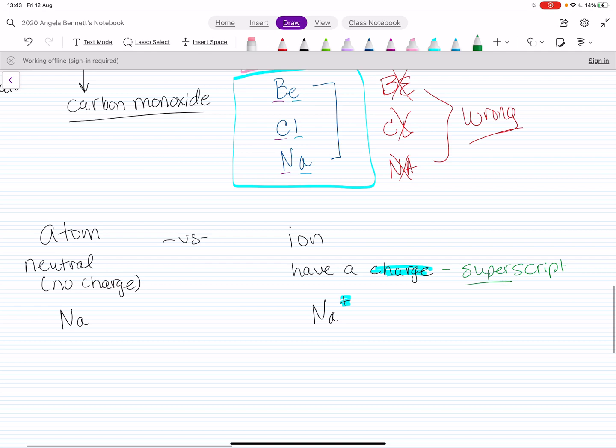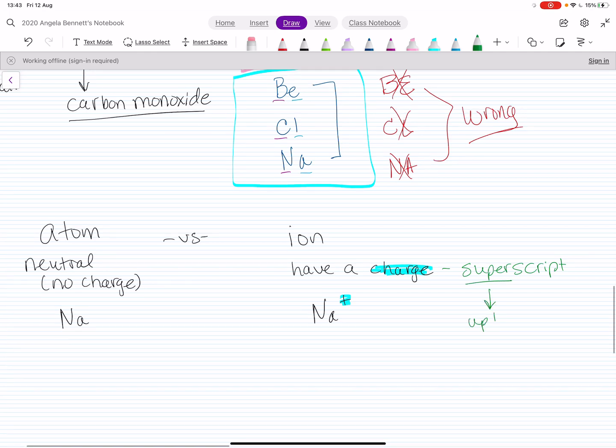The prefix super means up high. Think of Superman, right? He flies up in the air, up high. So superscripts are up high in the air. And so that's really important that you keep that straight.